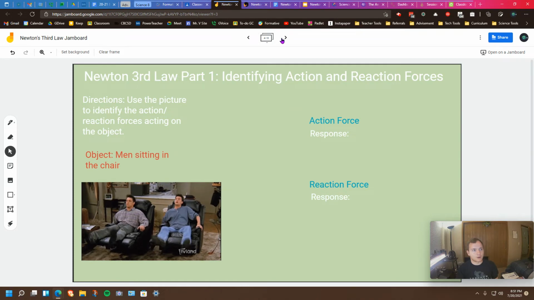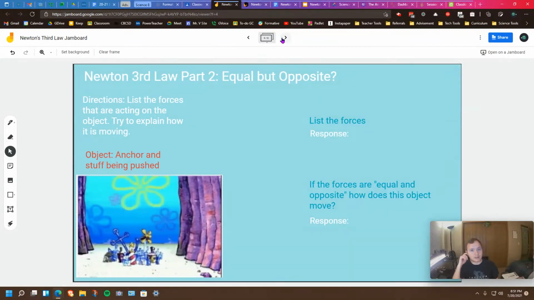That's part one. Part two, I've had students in the past ask: if the forces are equal and opposite, like Newton's third law says, how is there any motion? How is there any movement when they're equal and opposite? That's what I want to tackle with this part.